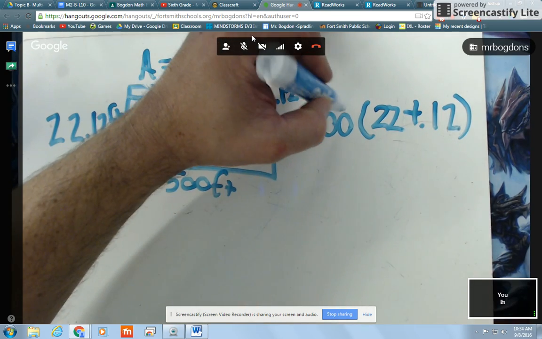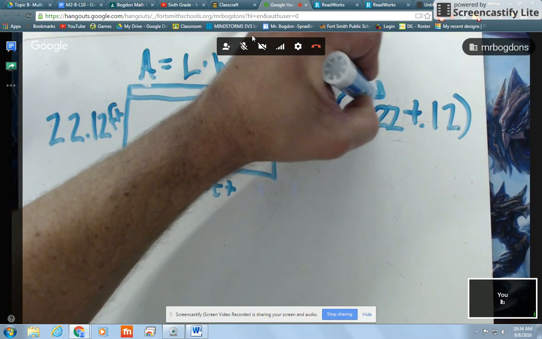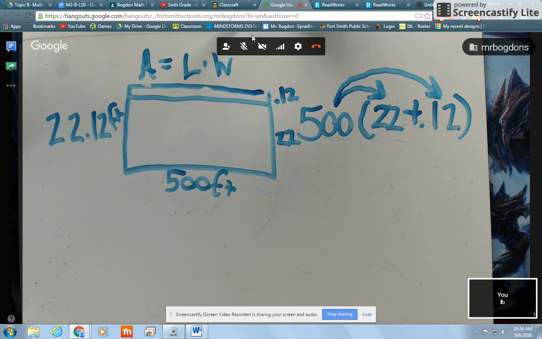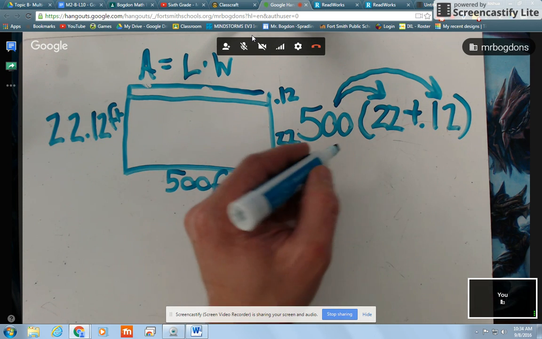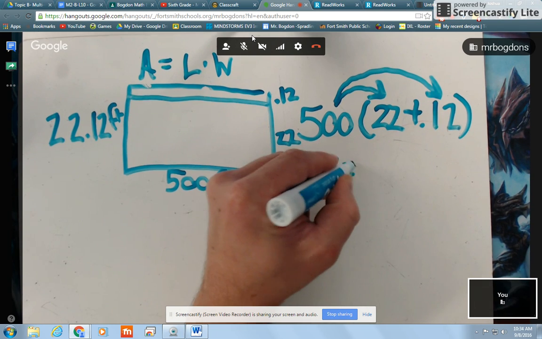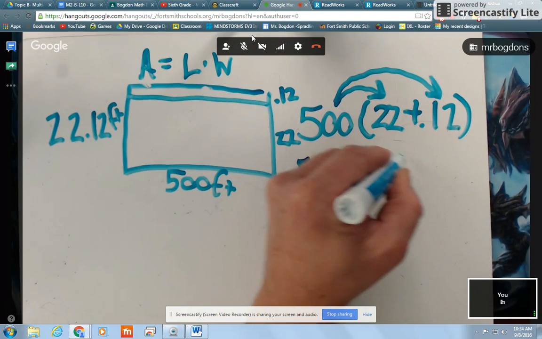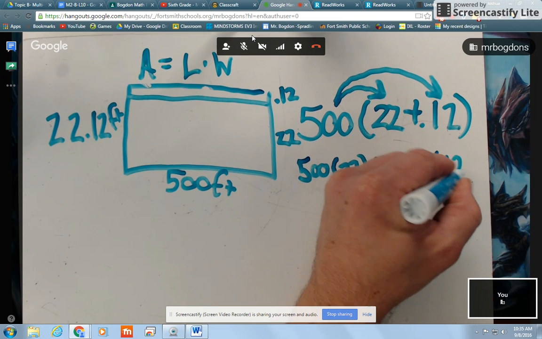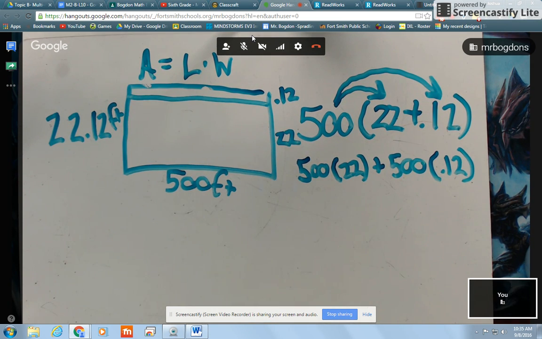So sometimes it's helpful to draw arrows just to give you a visual cue on what I'm doing. So now I'm going to pass out 500 to my 22 because that's my whole number. And then I'm going to pass out my 500 to my 1200s because that's my decimal number. So this now becomes 500 times 22 plus 500 times 1200s. All right?